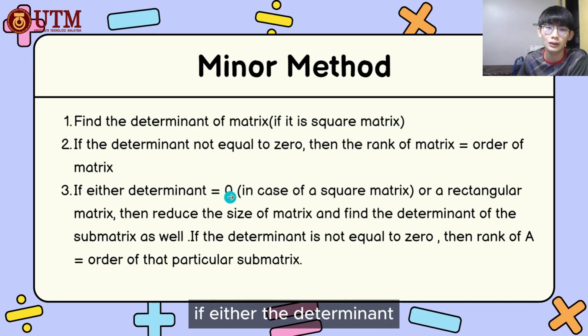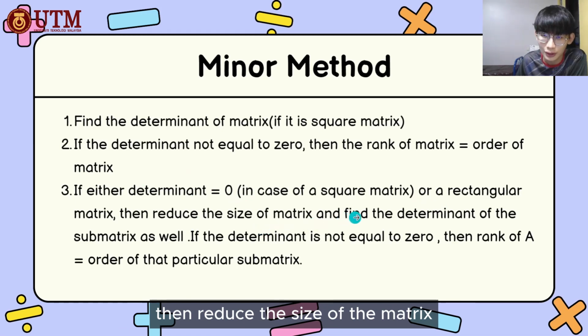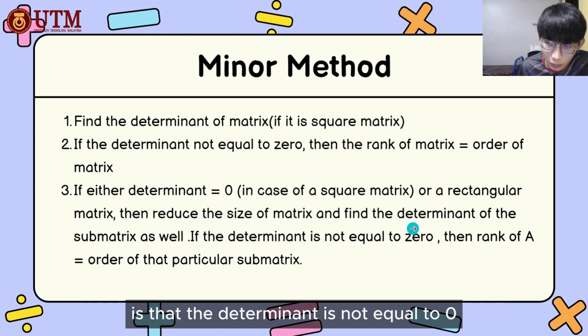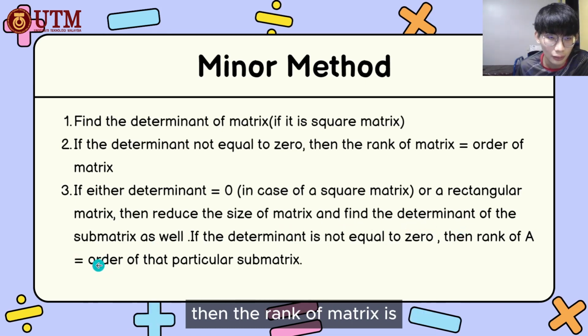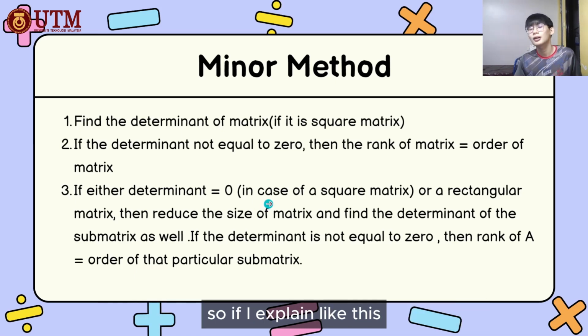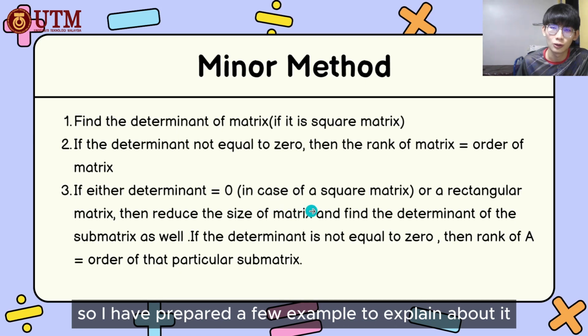If either the determinant equals 0 or the given matrix is a rectangular matrix, then reduce the size of the matrix and find the determinant of the submatrix as well. If the determinant is not equal to 0, then the rank of matrix A will equal the order of that particular submatrix. If I explain it like this, it might be a bit complicated, so I have prepared a few examples to explain it.